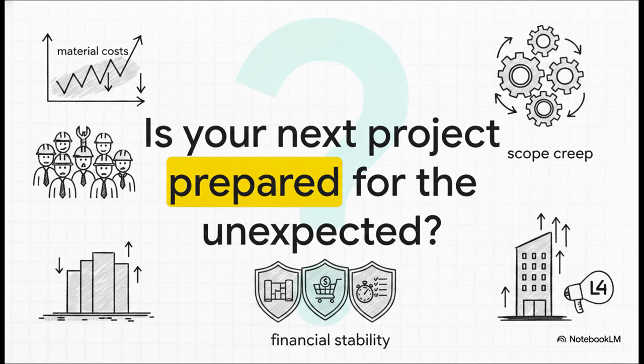Fluctuating material costs, massive labor shortages, scope creep, these are just absolute realities in commercial construction today. But by applying strategic planning and proactive procurement like the experts at Letter 4, you can definitely ensure financial stability. But this leaves you with one critical question to answer before you break ground on your next big vision. Is your next project truly prepared for the unexpected, or are you just hoping for the best?